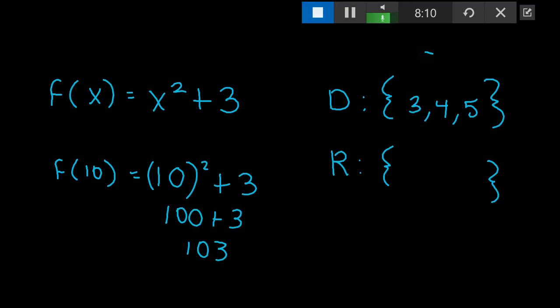So if I am inputting 3 into my function, well, 3 squared, 3 times 3 is 9, plus 3 is 12. And if I'm inputting 4 into my function, then 4 squared, or 4 times 4 is 16, plus 3 is 19. And if I put 5 in my function, then 5 squared is 25, plus 3 is 28. And there's my range, 12, 19, 28.